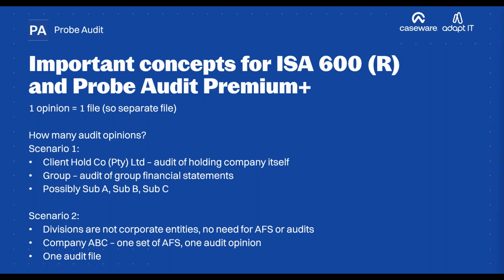Obviously, this is what I want to call a simple group. You can obviously have subs of subs and all kinds of other complex structures, but we're just keeping this simple. And then for scenario 2, where we've got the company with 2 divisions or 2 branches, if you wanted to, those 2 divisions are not corporate entities. So they don't necessarily need separate financials. They don't necessarily need separate audits. Of course, it's quite possible they can have an audit, right?